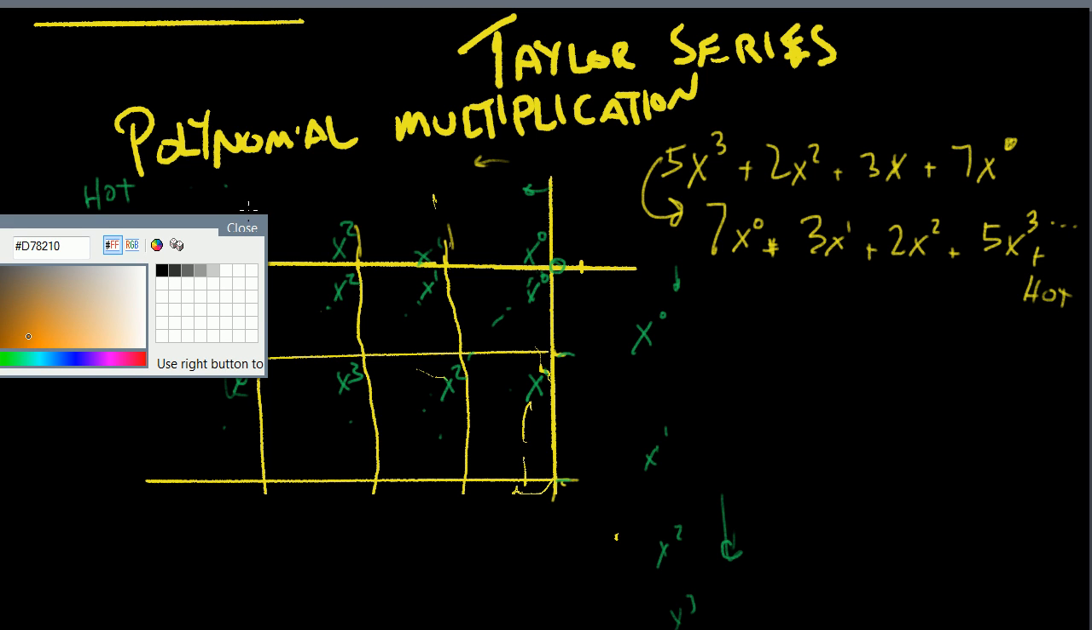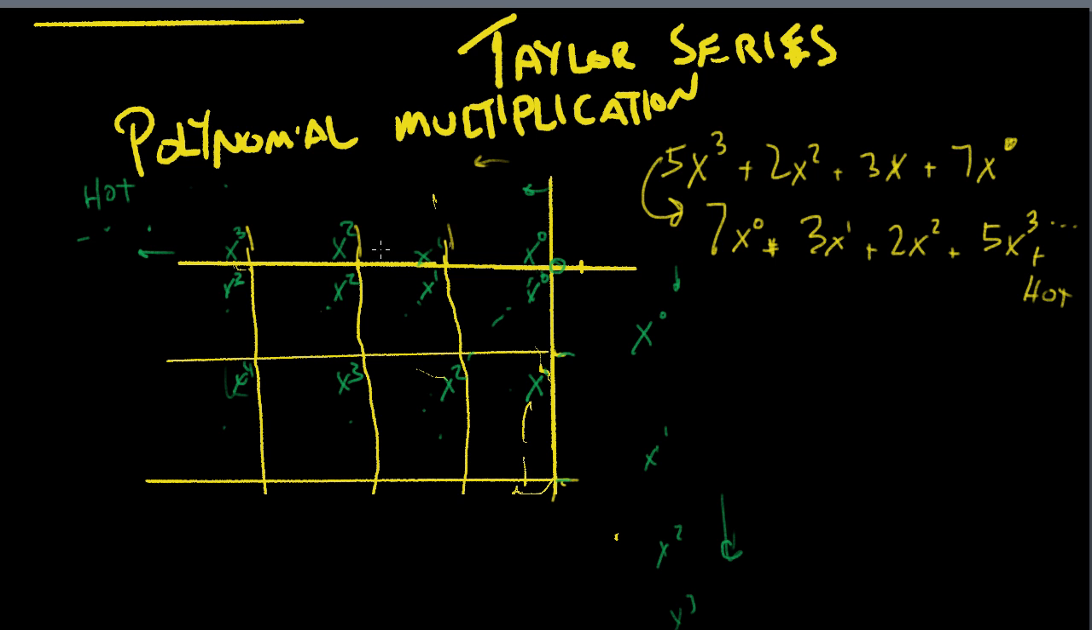Put orange. All right, so we're just going to put in 5. Since we're doing it on its way out, we're going to put 7 x to the 0 plus 3 x to the first plus 2 x squared plus 5x cubed. And going down the other way, I'm going to just do the first two degrees of this polynomial. So this would be 7.